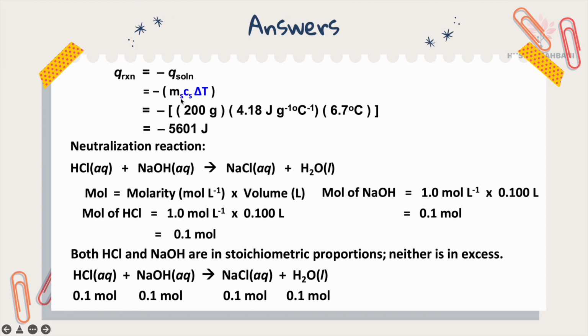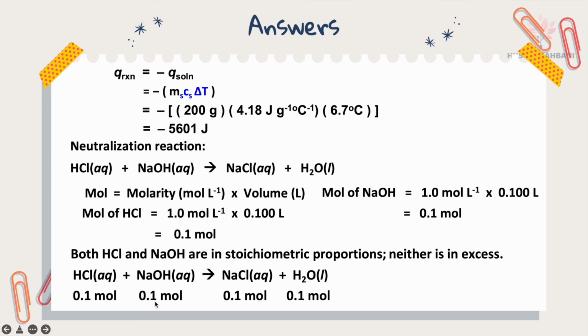Mass of the solution 200 grams. Specific heat capacity assume same as water. And the temperature change 6.7 degrees Celsius. You'll get the heat release 5601 joule. This is not for 1 mole yet. This is for 0.1 mole of HCl and 0.1 mole of sodium hydroxide. To get this number of mole, take the molarity given in the question times the volume and you'll get the number of mole. And then put that information into the chemical equation.